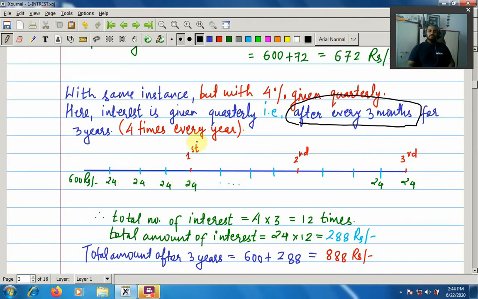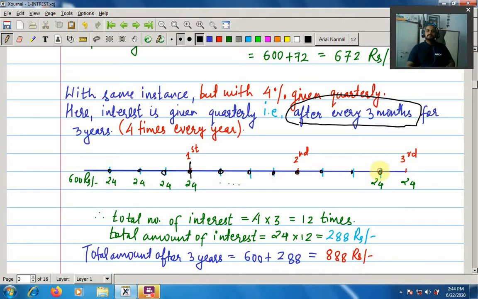So let's count how many times I'm going to get interest. I'm going to get interest 4 times every year. So up to here, this is my first year time span, and in this time span I'm going to get 4 times interest after every 3 months. So this is the first 3 months, first quarter, second quarter, third and fourth. Then we enter into the second year. Again we are going to have 4 interest payments in this time span.